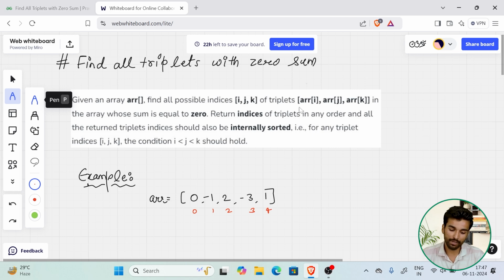What is the meaning of this line? Basically we have to sort the indices internally. It means that if we have three indices, then I have to sort them on the basis of their values. That is, for any triplet of indices i, j, k, the condition should hold that i should be less than j and j should be less than k. So this condition should be followed by these three indices. Okay, so that is the problem statement.